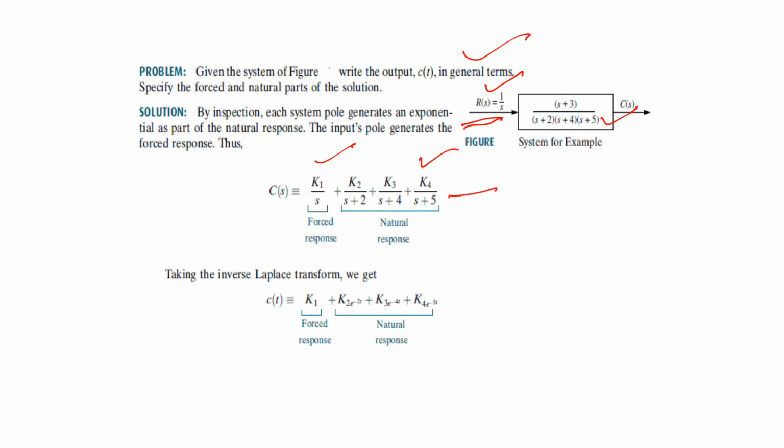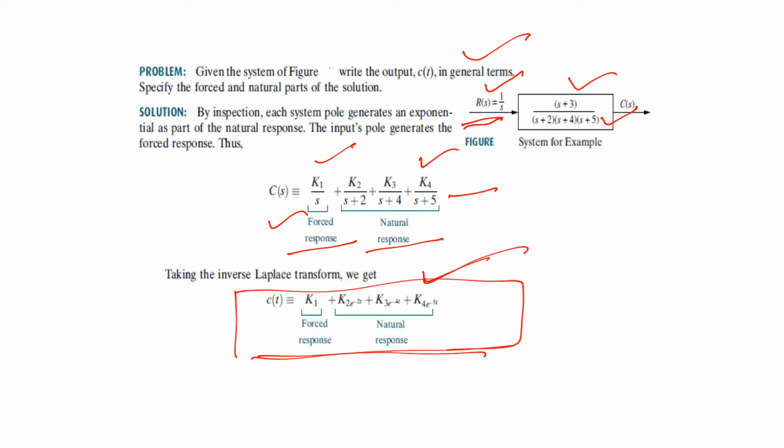In this case, the first term is the forced response and the rest is the natural response. When we take the inverse Laplace transform, we get this equation in the time domain from the s domain. In this way, from seeing only the transfer function and the input, we can simply see the system, and what its forced response and its natural response are.